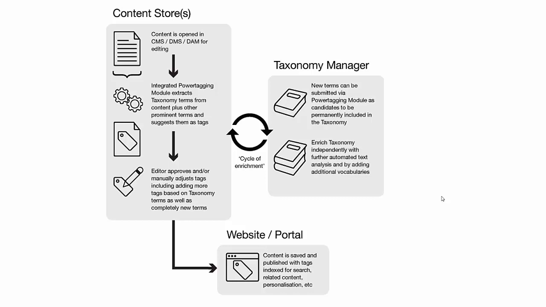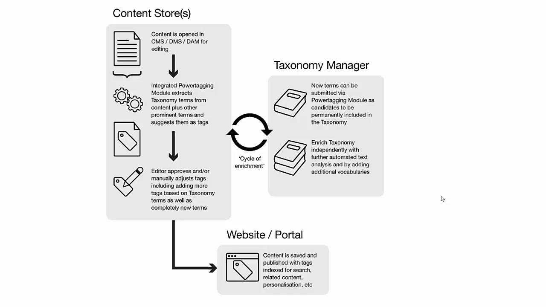So the content store could be a content management system, a document management system, or a digital asset management system. We could also be working with multiple instances of one or more types of system. Any of these systems could have a power tagging module integrated that will extract taxonomy terms that are based on your taxonomy from the content or metadata that you are working with and suggests them as tags to be applied to your content. The application of these tags is subject to manual approval.